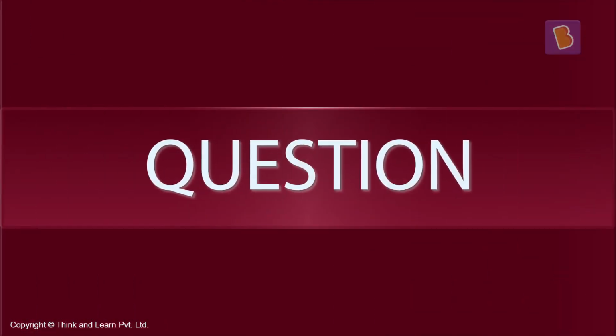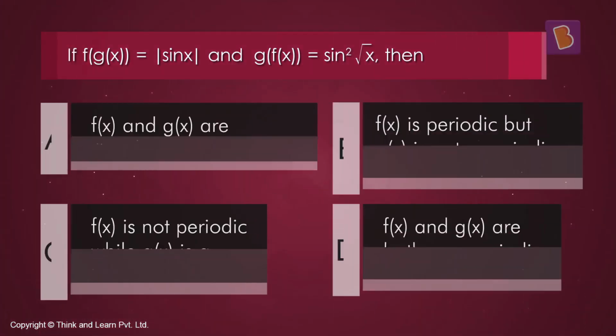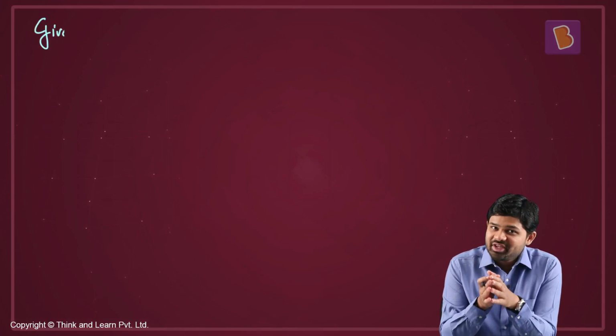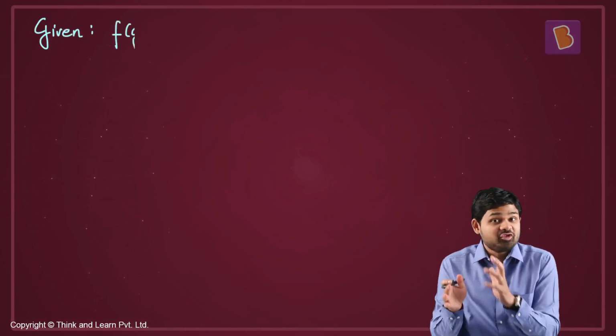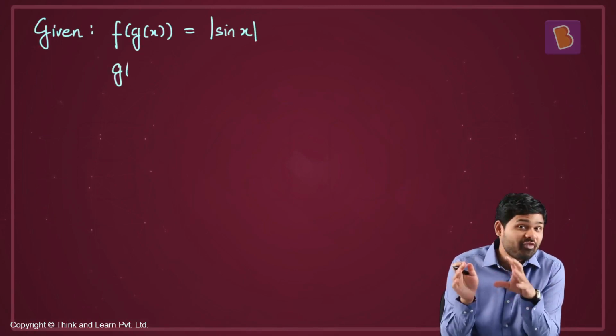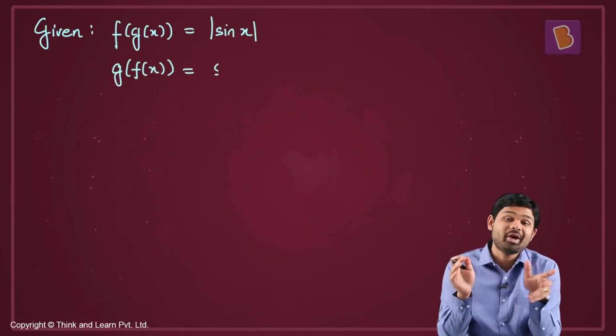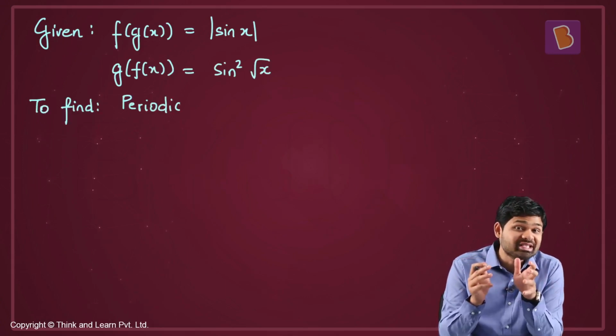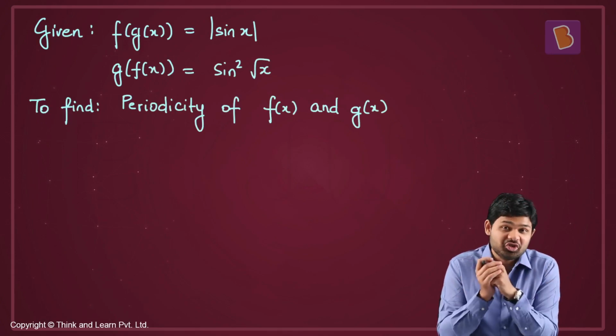Now let's look at yet another concept, and this concept is periodicity. So here's the question from periodicity. So in this question, they've given us two composite functions, f of g of x, and they've defined it as mod sine x. G of f of x has been defined as sine square of root x. The objective is to find out the periodicity of f of x and g of x.